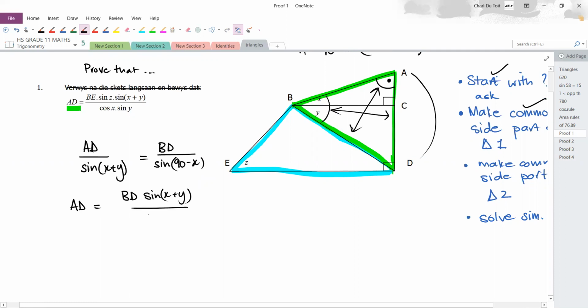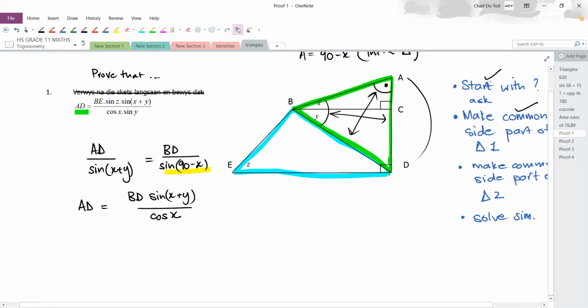Are you with me on this? I guess. Multiply both sides with sin(x + y), so it cancels at the left. What is sin(90 minus x)? Isn't that cos x? Co-function. It is cos x. Yes, sir. Okay, you have to know your work very well to do this. There we go. So now I've got AD.